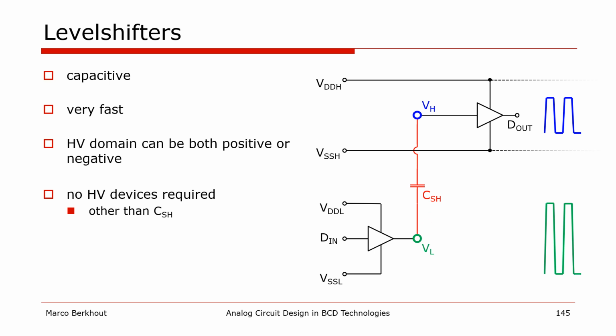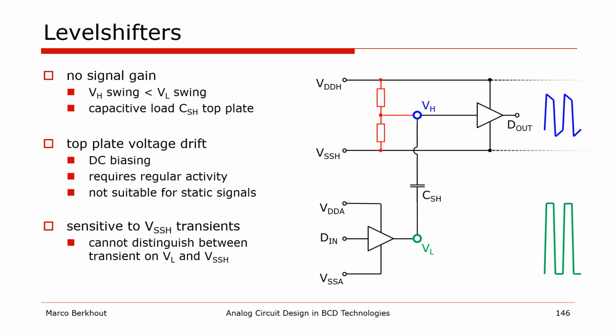Of course, there are also some limitations. First of all, in a capacitive level shifter, there can be no signal gain. The voltage swing at the output domain is always smaller than at the input because of the loading of the capacitor. Also, to prevent the top plate voltage from drifting away, we need to define the DC voltage with a biasing circuit, and regular activity is required to maintain signal integrity. This makes a capacitive level shifter unsuitable for static signals, such as, for example, trimming bits. Finally, capacitive level shifters are sensitive to voltage transients. A transient on the output voltage domain cannot be distinguished from an input signal transition.